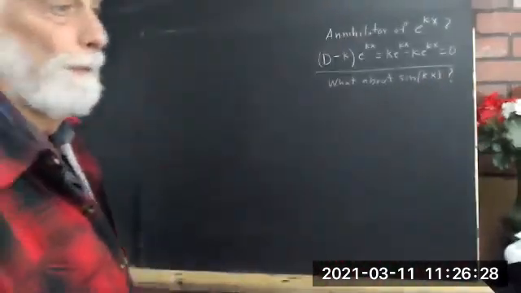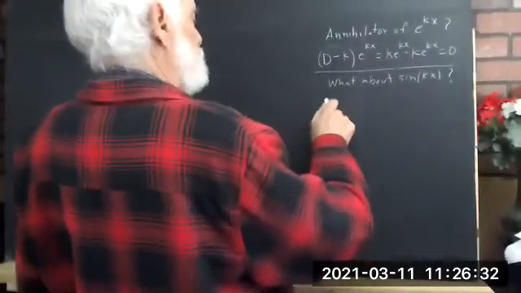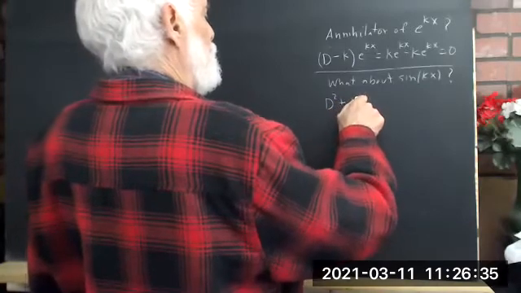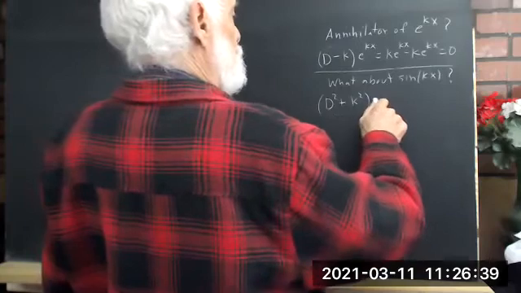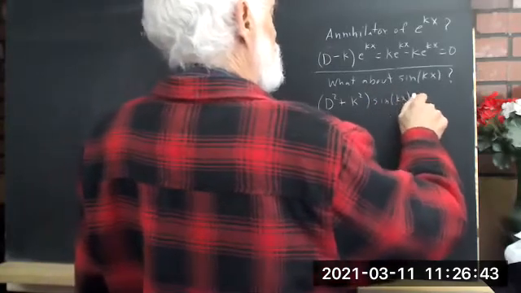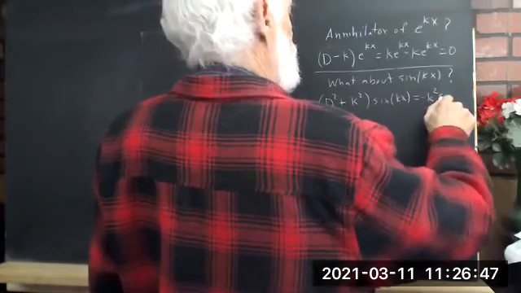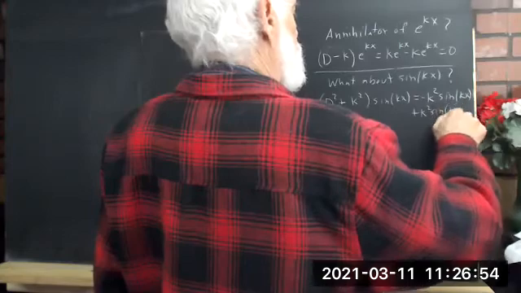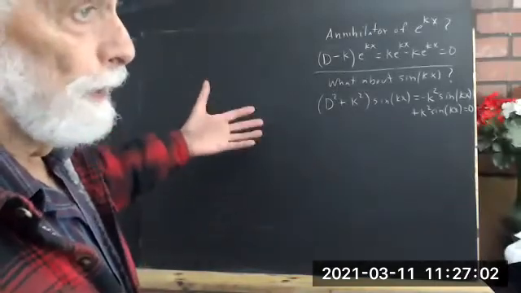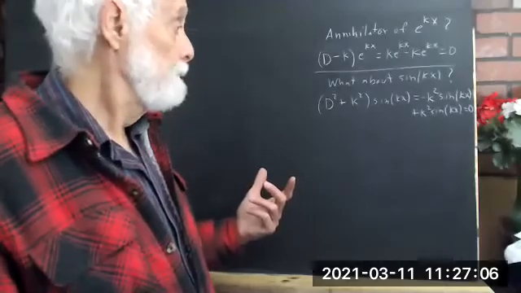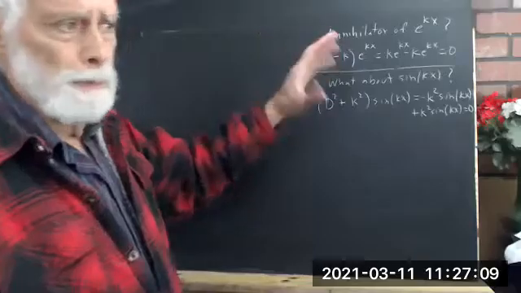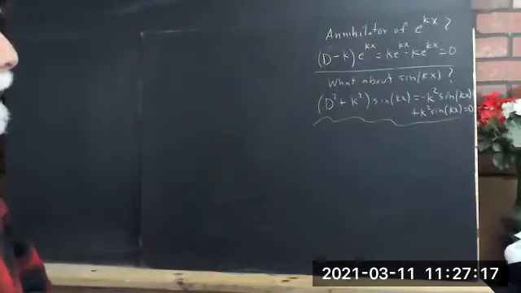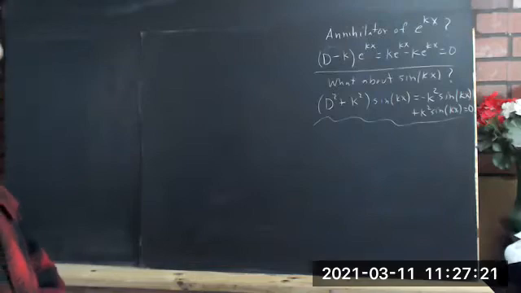Okay, what about the sine of kx? Well, that's going to be D squared plus k squared. Now, is that clear? If not, I can break it down a little bit more. Yeah, that's pretty good. It's pretty simple. I mean, just write it out. And your book gives practically the same examples, so I'm going through them kind of quickly. So already we've got a vocabulary of quite a few annihilators.